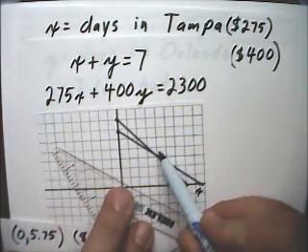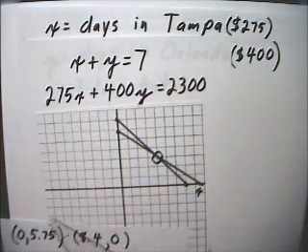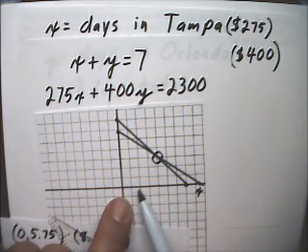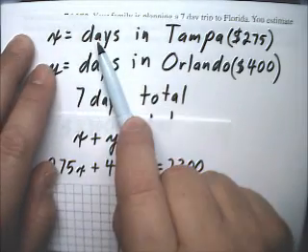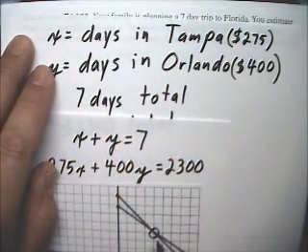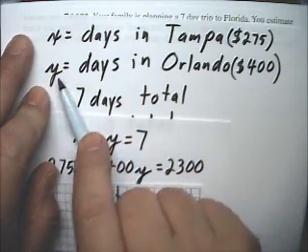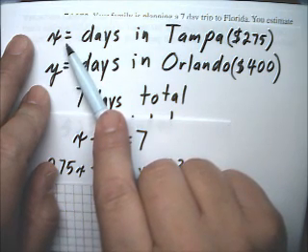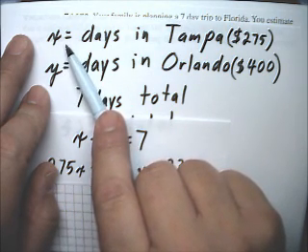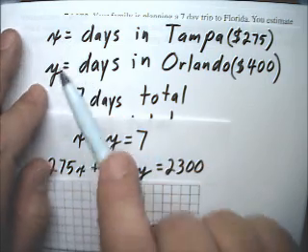And it looks like the graph intersects right there at the point 1, 2, 3, 4. So 4 is x, so it's 4 days in Tampa, and y is 3, and 3 days in Orlando. So what we come up with is 4 and 3.